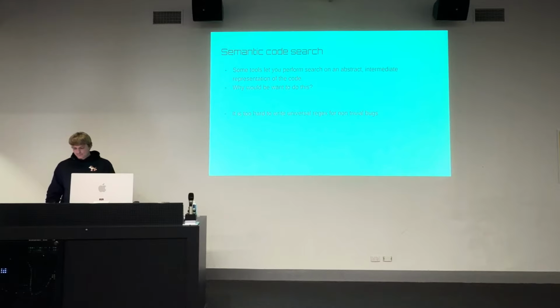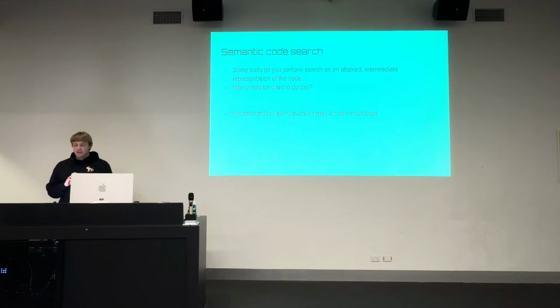All right. The next installment in the grep is bad saga is semantic code search. So what does semantic code search mean? Although the text of code when you're reading it is linear and can be searched through linearly with something like grep, there are certain tools that let you leverage an appropriate interpretation of that code within some intermediate representation. So why would you want to do this?